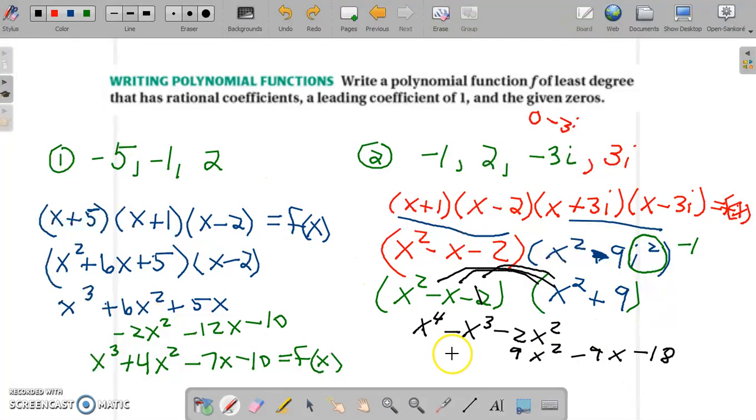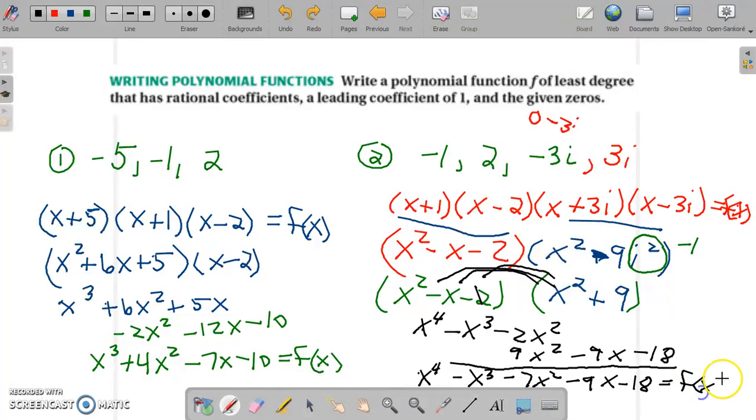And then when I combine all of my like terms, we get x to the 4th minus x to the 3rd minus 7x squared minus 9x minus 18. And that is our function.